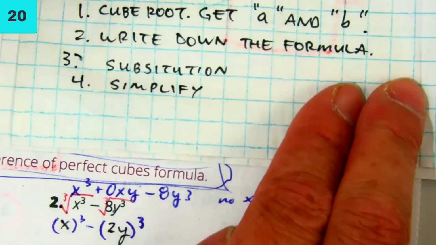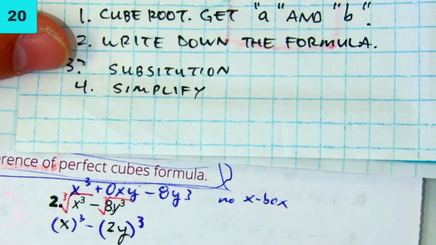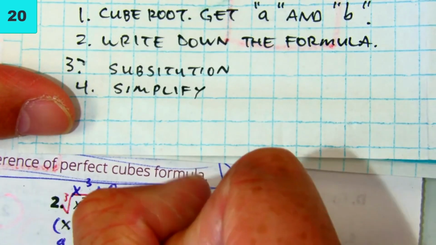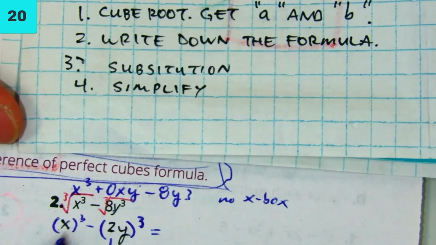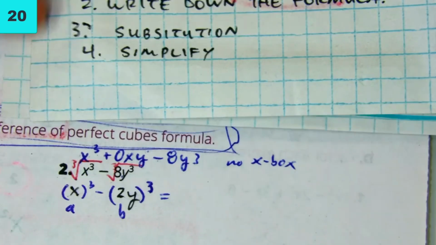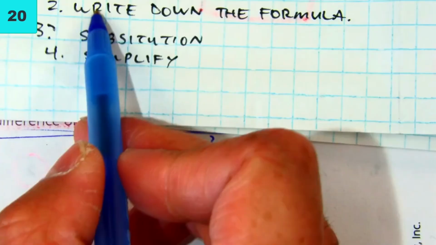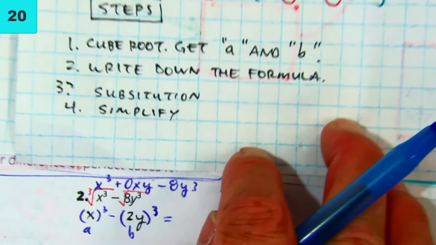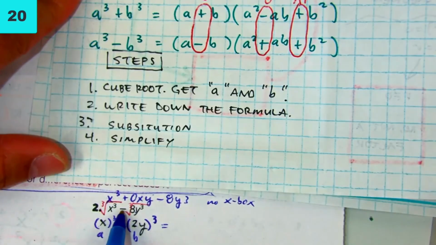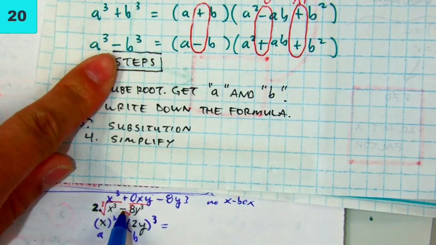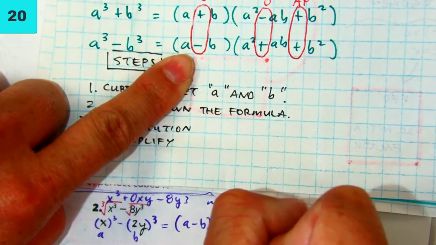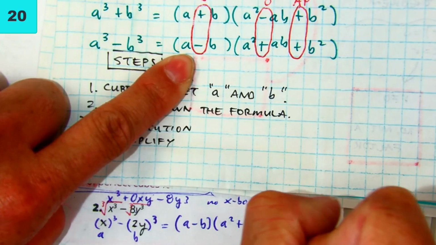The second step is to get a and b. So, this is your a value, and this is your b value. A is going to be x, and b is going to be 2y in this problem. The next thing I need to do is write down the formula. So which formula do I choose? Well, just look at the math operation. In this formula, you have a minus sign, and this one is a minus sign. So I'm going to write down this formula. A minus b, a squared, plus ab, plus b squared.